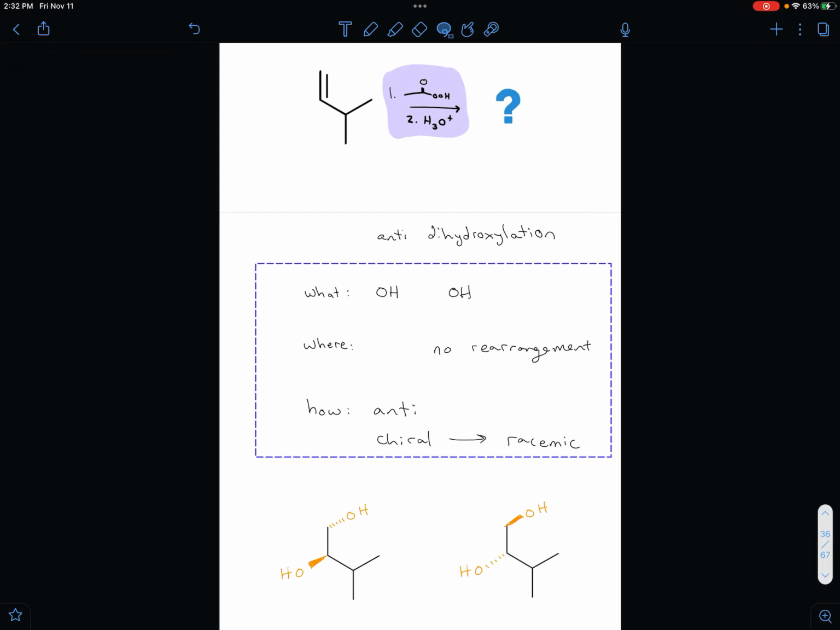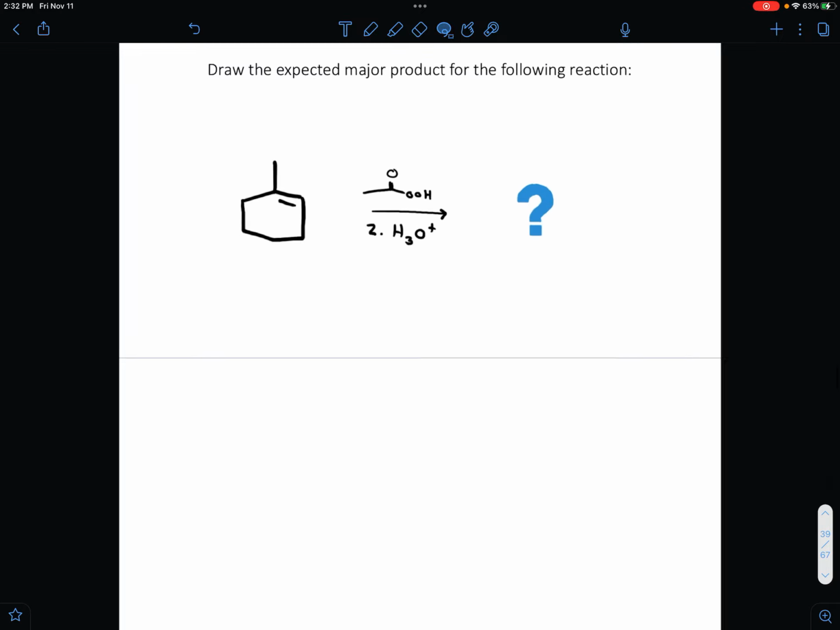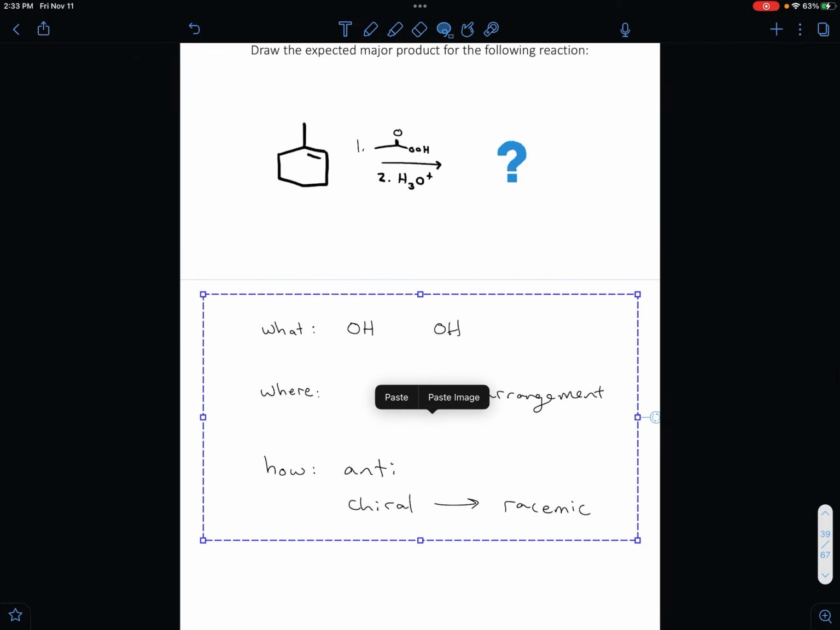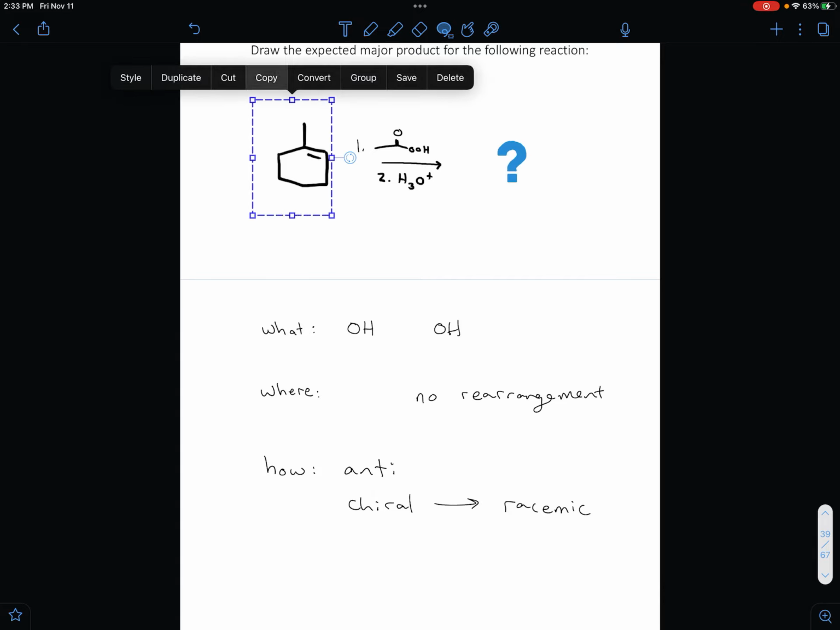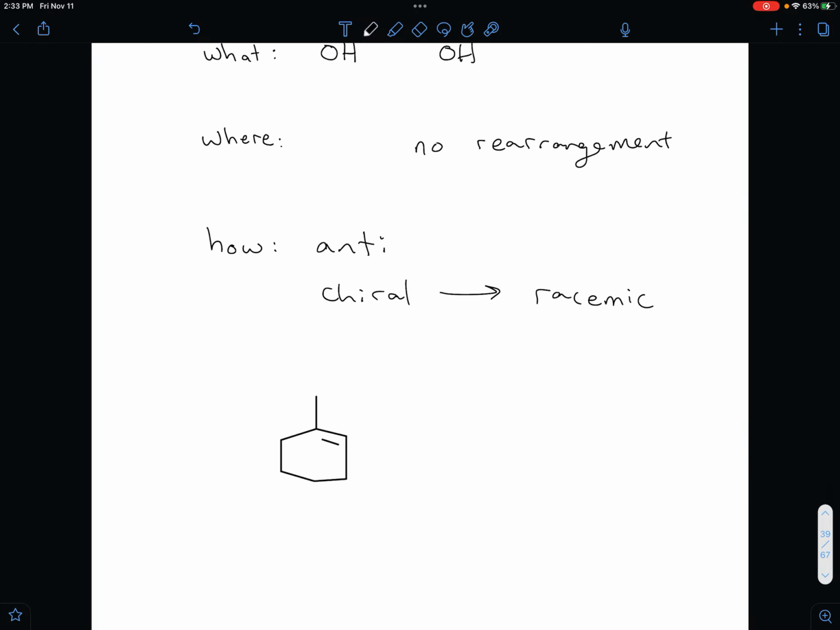Let's just sort of take this thought process and apply it to another molecule. This example here, yet again, you would look at this, you would see the pi bond, and you'd think we're doing addition. What are we adding? You'd see two things. The first thing is a peroxy acid. You'd recognize that by those three oxygens there. And the second thing is an acid wash. And when you see those two things, you think this is an anti-dihydroxylation. So we're going to be adding two OHs on opposite sides, and if we have a chiral center, we'll have a racemic mixture. So we'll look at the two carbons in the double bond.